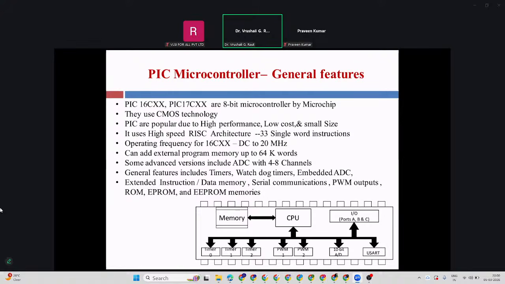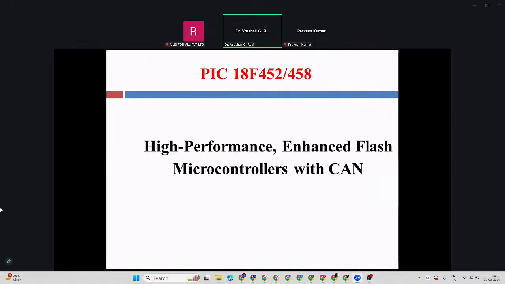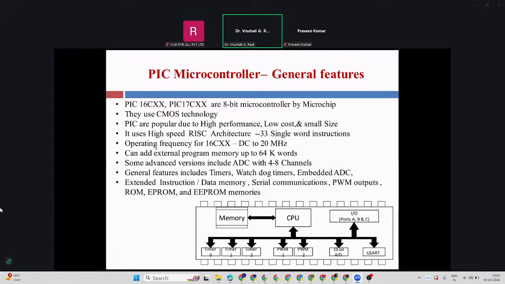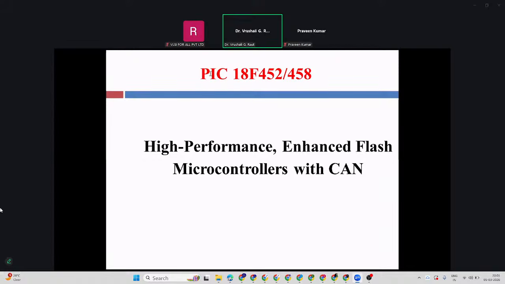So that is how the PIC microcontroller can be used for high performing applications, or applications which need high performance. There you can think of using it. Okay, so in this case we talked about the 16C series, 17C series, and now on this page I'm talking about the PIC 18F series.